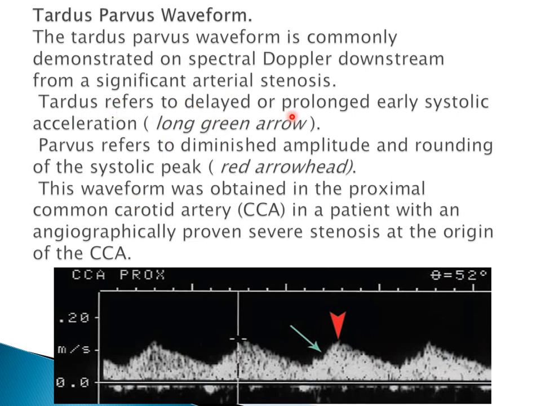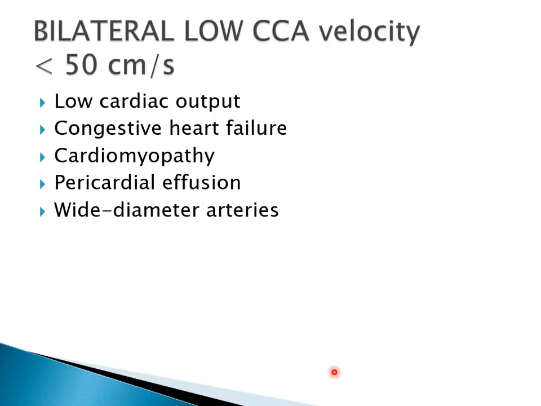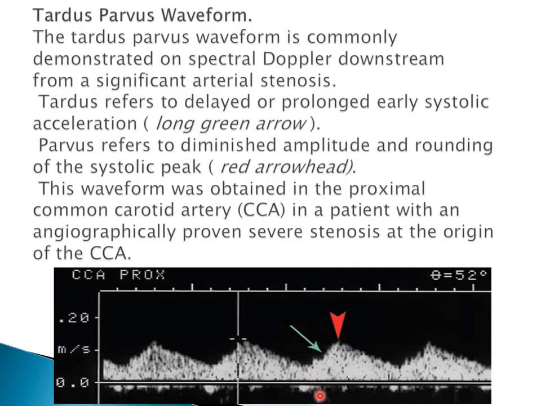Tardus refers to delayed or prolonged early systolic acceleration. Parvus, another term, refers to the diminished amplitude and rounding of the systolic peak. Usually we see this pattern after severe stenosis. So when you have a tardus parvus waveform, you look for stenosis up, yes, up. And if you see it in the popliteal artery, you look for stenosis in, for example, the femoral, common femoral or iliac.